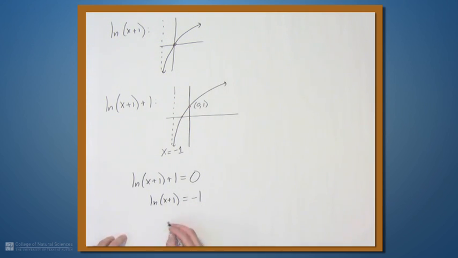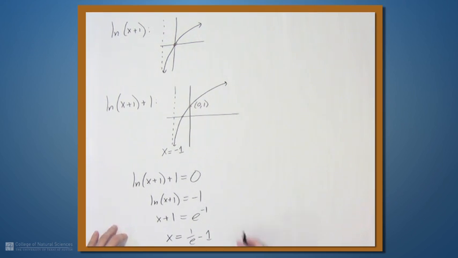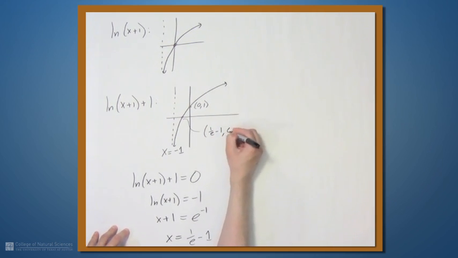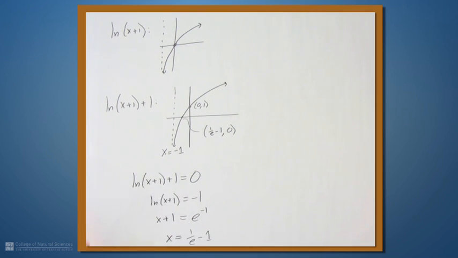e to the natural log of x plus 1 leaves us with x plus 1. And then on the right-hand side, we get e to the negative 1. And so finally, x, e to the negative 1, remember, is 1 over e. This is 1 over e minus 1. So the finishing touch on the graph is to label this point, and it's 1 over e minus 1, comma 0. Now we're done, but it's worth checking.